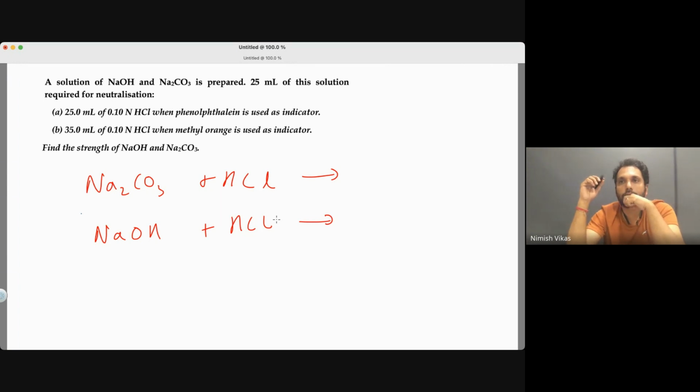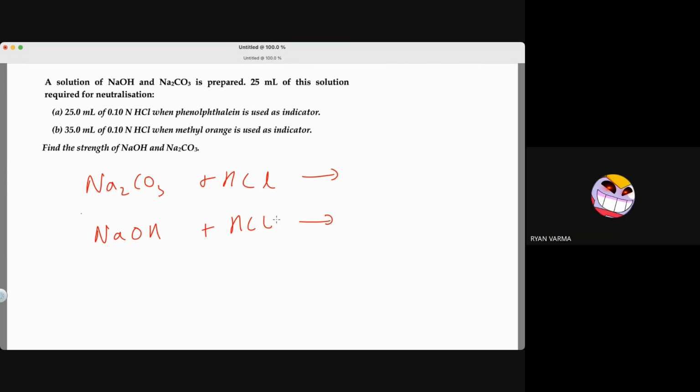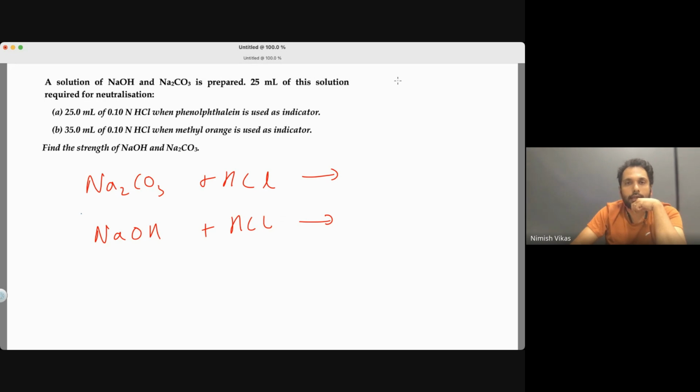Tell me. Sir, because for methyl orange, it needs to become much more acidic before the color changes. Like it needs to neutralize and then become acidic also. So you need more of the acid. Okay. Good answer. That means you're understanding what is happening.